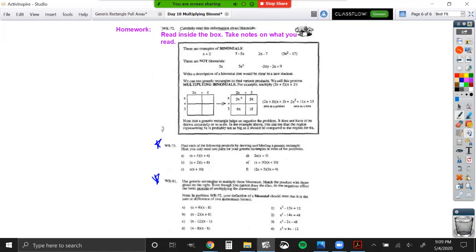For each of these problems, show your generic rectangles. Ooh, generic rectangles. On every problem, I want to see the generic rectangles. Okay? So that's it for right now.